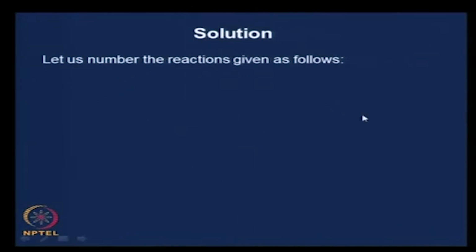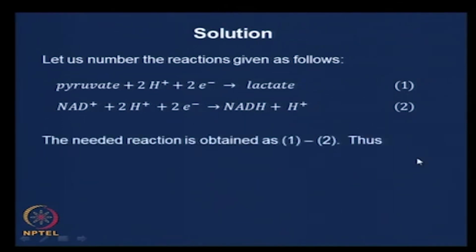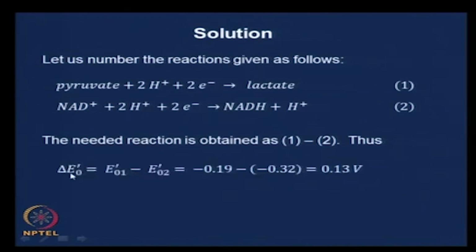Let us number the reactions as follows: pyruvate plus 2H plus 2e minus giving you lactate, let us call that 1, and NAD plus 2H plus 2e minus giving you NADH plus H plus, let us call that equation 2. And the needed reaction that we require in the problem statement is obtained as 1 minus 2, and therefore the delta E naught dash that we require is nothing but E naught 1 dash minus E naught 2 dash.